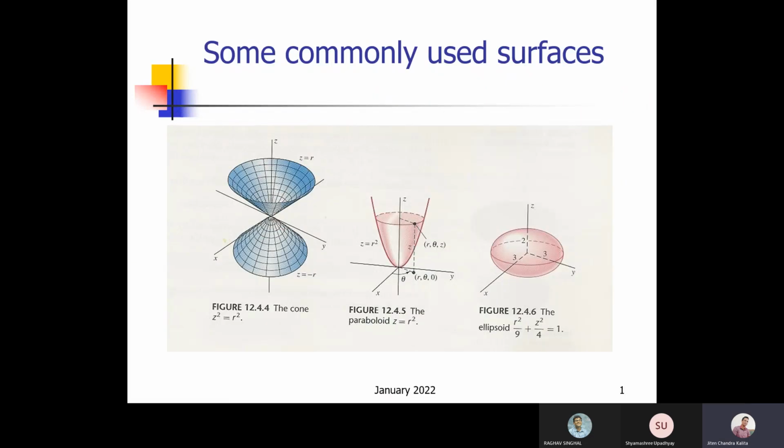So here are some commonly used surfaces. This one is r. You should remember r is simply the square root of x squared plus y squared. Here you can see that this is a cone. If you take the cone above the xy plane, it is designated by z equal to square root of x squared plus y squared. And if you take it below the xy plane, it is z equal to minus square root of x squared plus y squared. Similarly, this is the paraboloid.